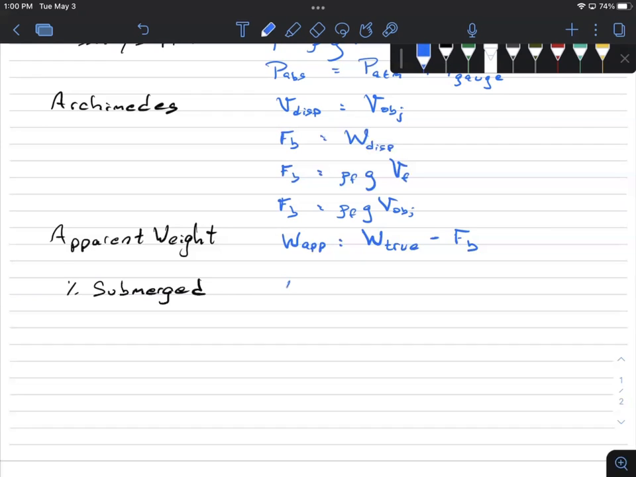We say the percent submerged, that is how much of the object is underwater, is equal to the density of the object divided by the density of the fluid. So if you have a big old aircraft carrier made of a whole bunch of different materials, all sorts of stuff on top of it, like planes, chairs, beds, and you're asked to calculate the density of that thing, that's very difficult to do.